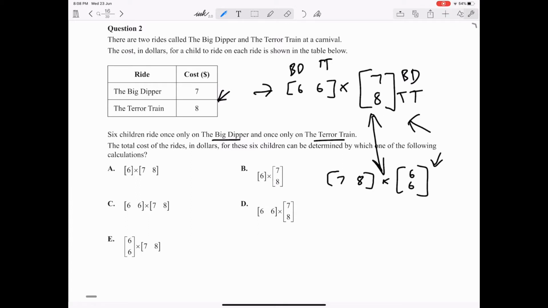So let's just take a look at the options we have. We have this expression over here, which is what we had up here. So therefore D is the correct answer, which would give us the total cost of the rides for the 6 children.